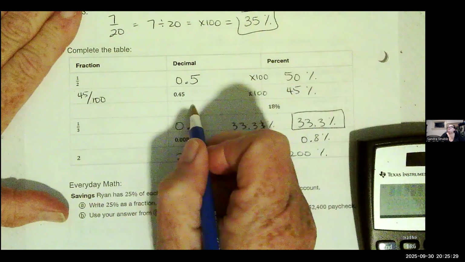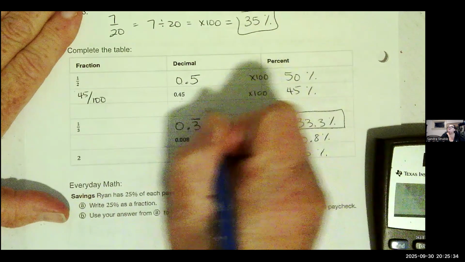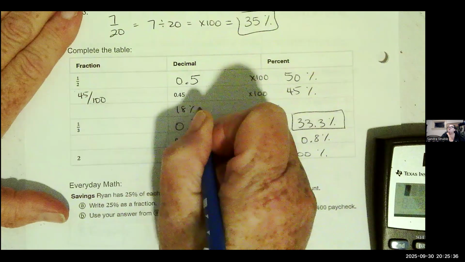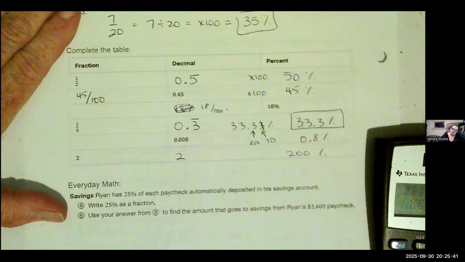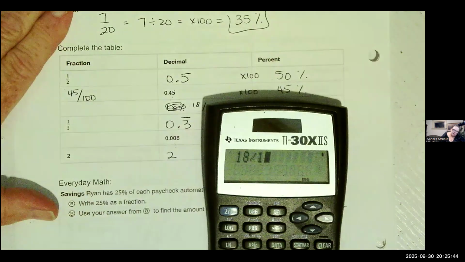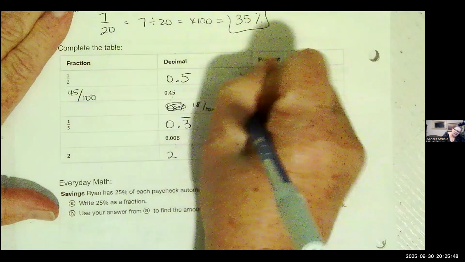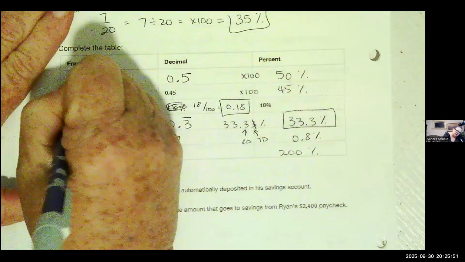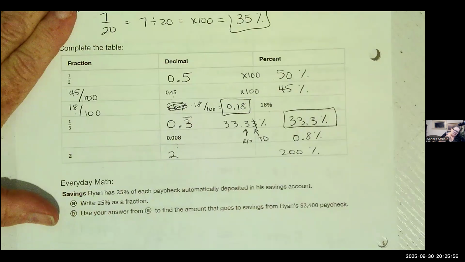Taking the 18% to a decimal, to go from a percent to a decimal, remember you have to divide by 100. 18 divided by 100 in your calculator. So 18 divided by 100 is 0.18. And then to change it to a fraction is just 18 over 100. Okay. The next one is, oh, that's it. It looks like everything else is filled in. Fantastic. All right, let's go look at the everyday math.